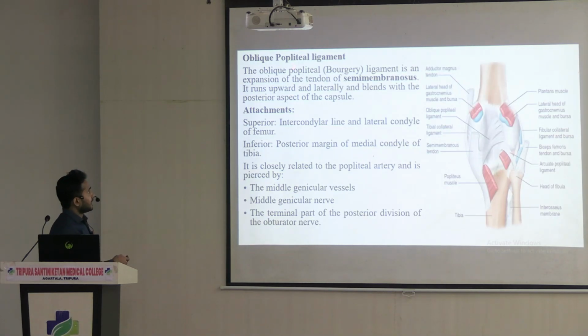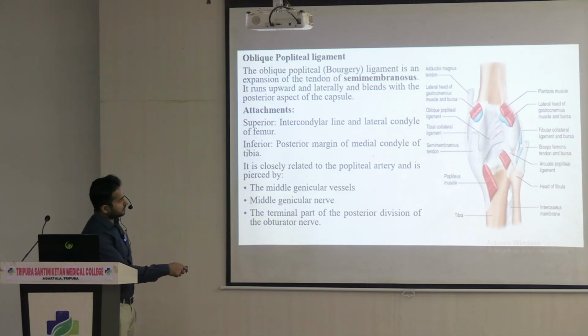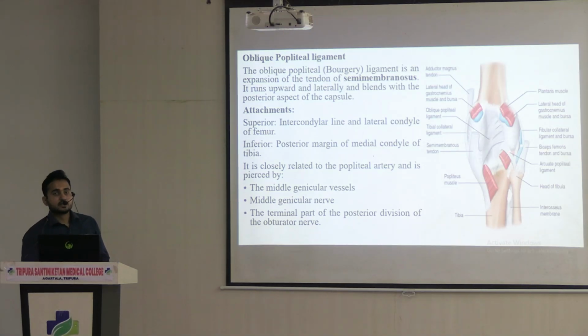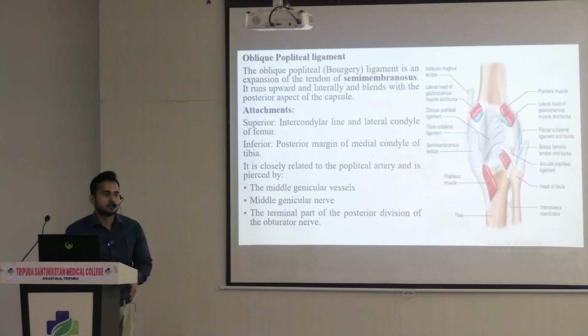Next are the other ligaments, the oblique popliteal ligament and the arcuate ligament. Can you see the oblique popliteal ligament? Look, this is the oblique popliteal ligament and this is the arcuate ligament. Two important ligaments which are present on which aspect of the knee joint? The posterior aspect. The main function of these ligaments is to support the joint. These two ligaments support the capsule from the posterior aspect.